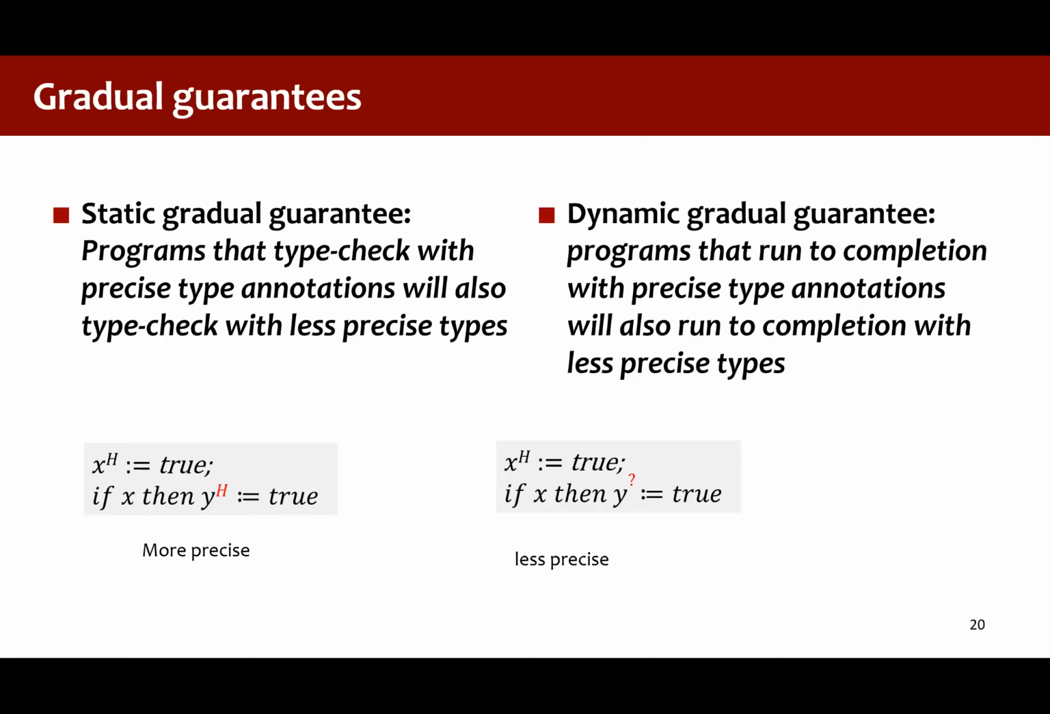All right, on the bottom is just an example of what's more precise and what's less precise. Here, Y's type on the left is concrete, so it's more precise. On the right is a question mark, so it's less precise. That's roughly how the preciseness definition goes.